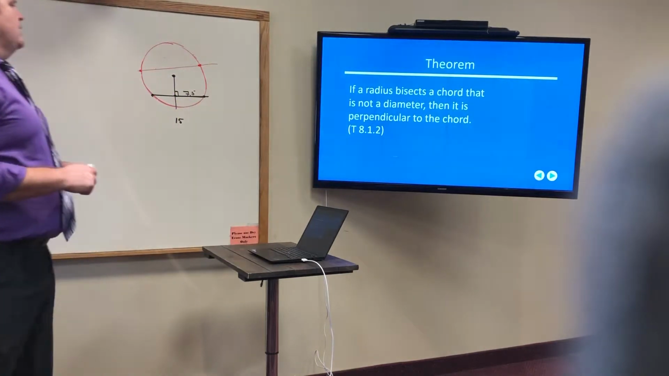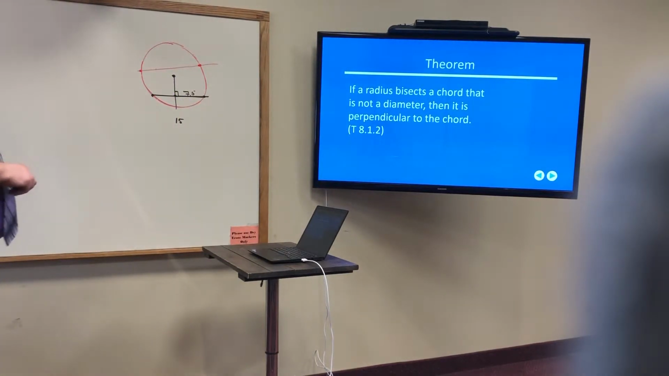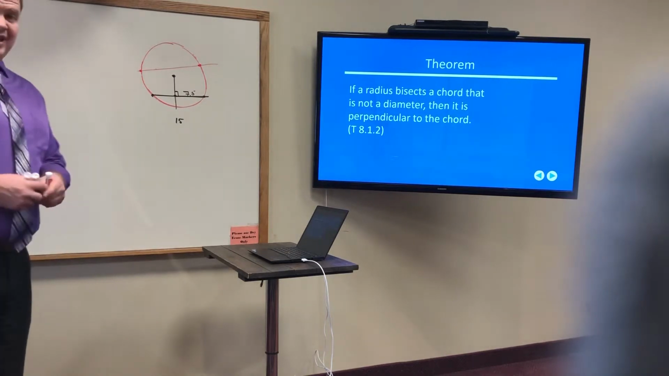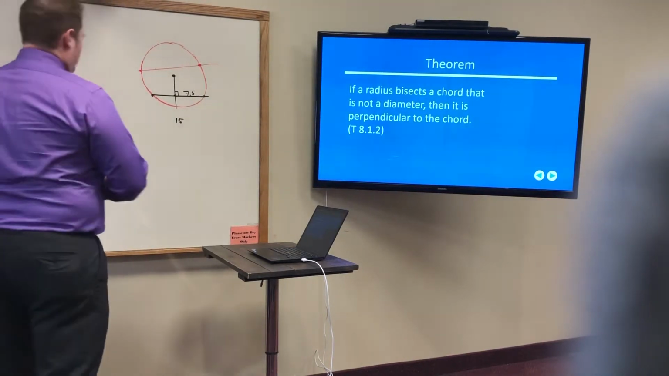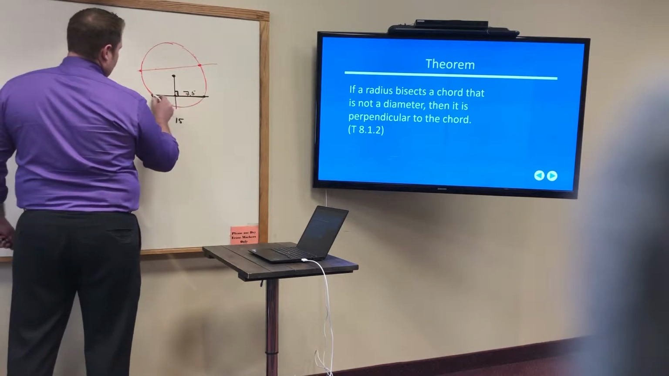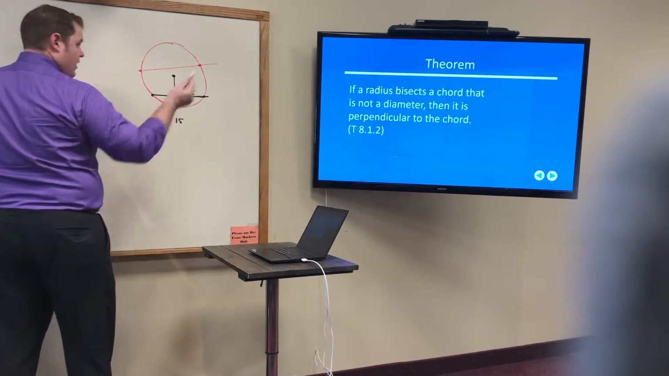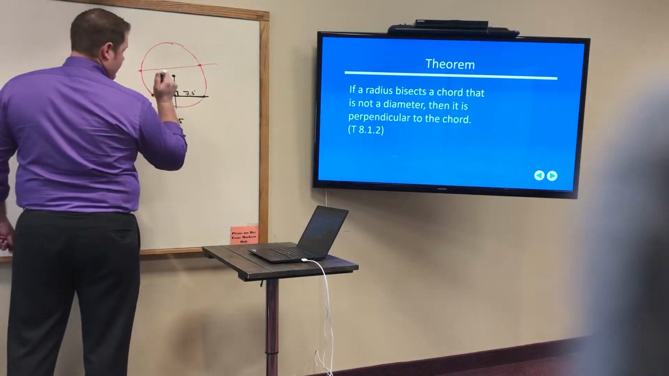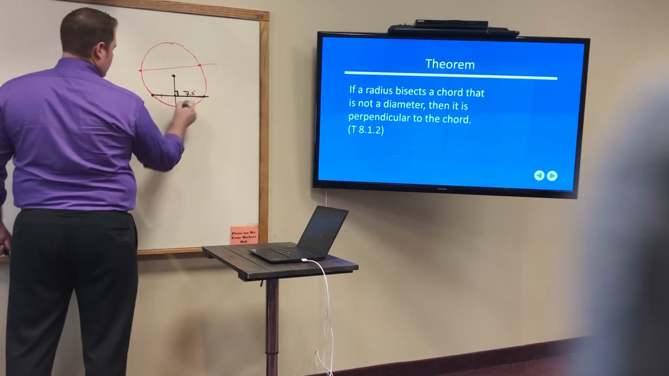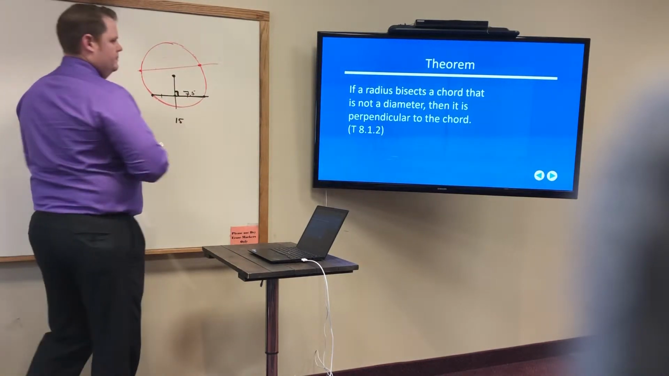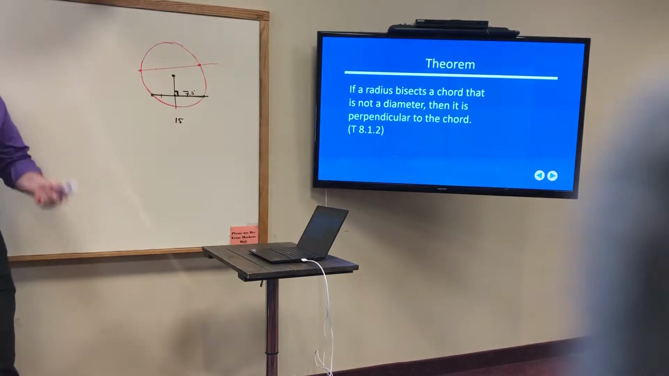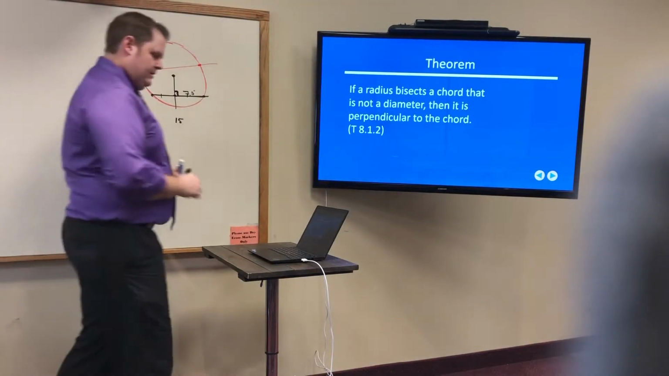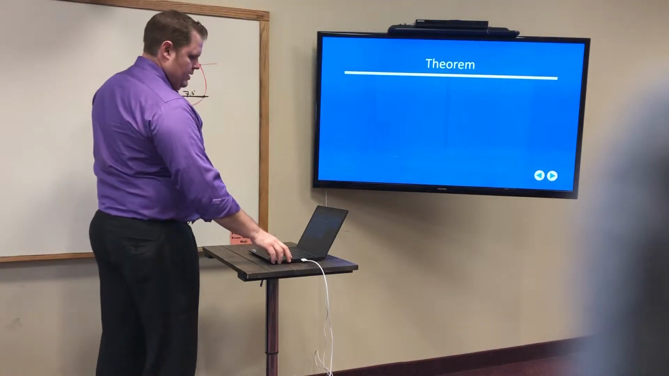The next one is if a radius bisects a chord that is not a diameter, then it is what? Perpendicular. So it's the opposite. So you have one that says, okay, if it's perpendicular, it bisects. Now it says if it bisects the chord, then it's going to be perpendicular. Okay? So it's just the opposite. So when you start to think about these, it's going to come in handy, okay?